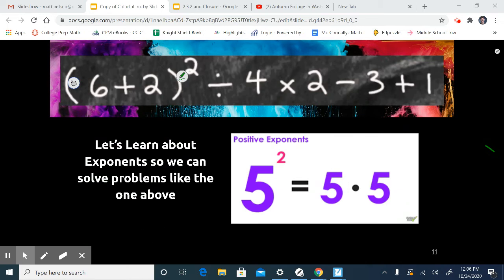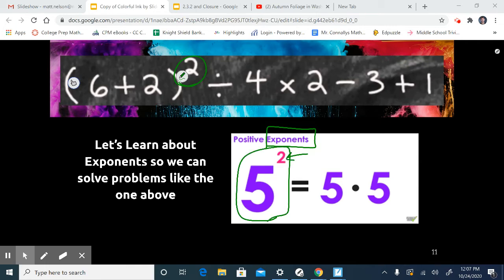So the expression at the top of the board is, in parentheses, 6 plus 2, and then we see this 2 right above all that. All right, so what does that 2 mean above the 6 plus 2? And then we divide it by 4 times 2 minus 3 plus 1. Okay, so as far as exponents go, we have our example here of 5 with the 2 up above.